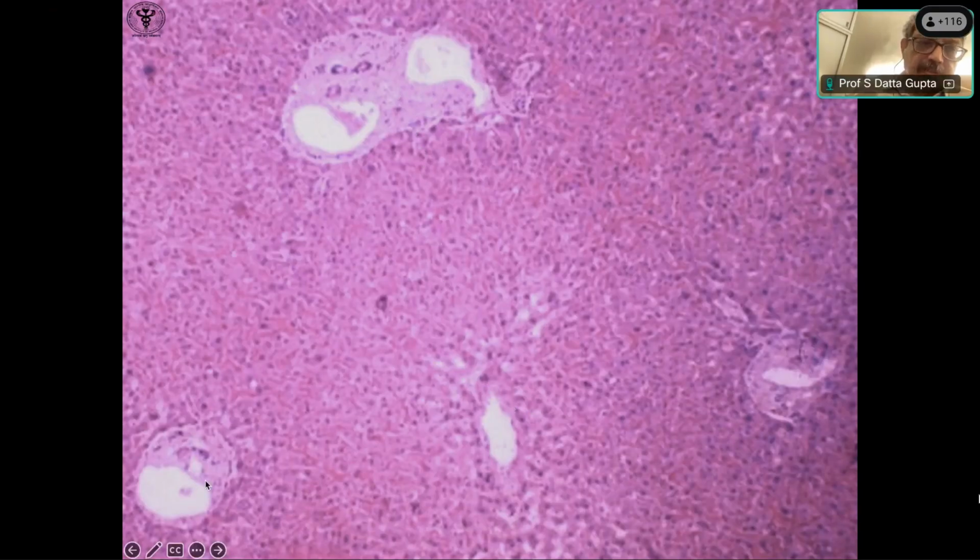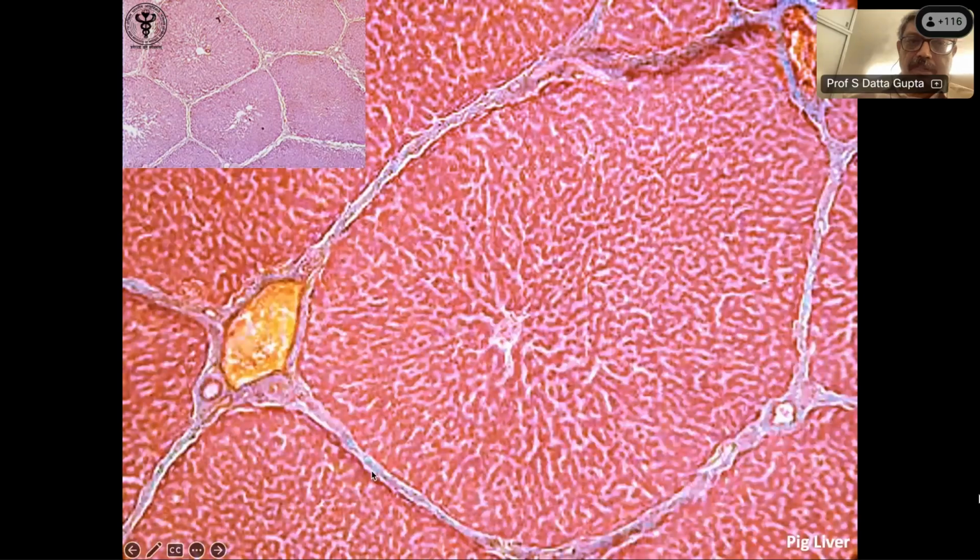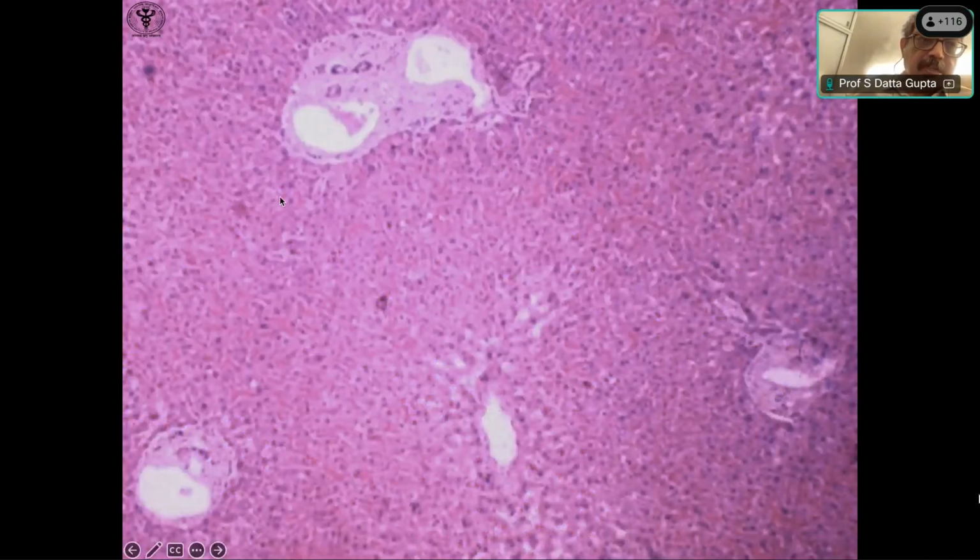Good. So this is another one, portal tract. This is another portal tract. This is the hepatocytes in between. Very good. So you have been able to identify them. Now you find here, see, this is one portal tract. This is one portal tract.